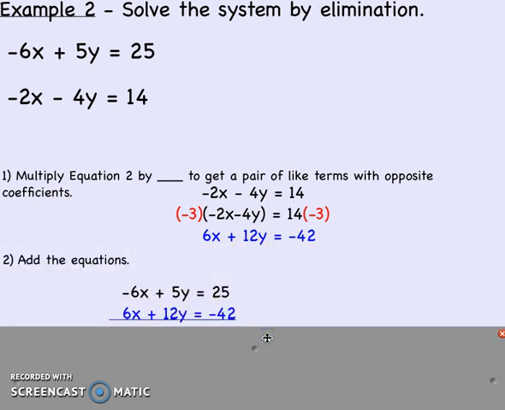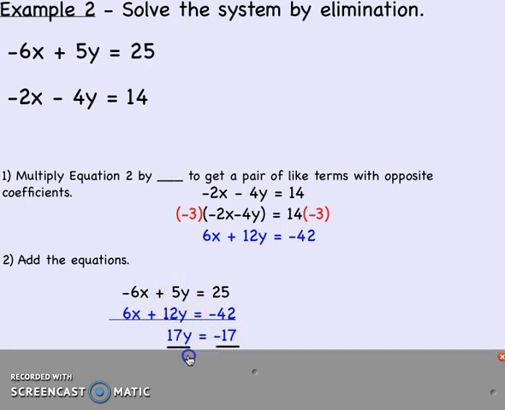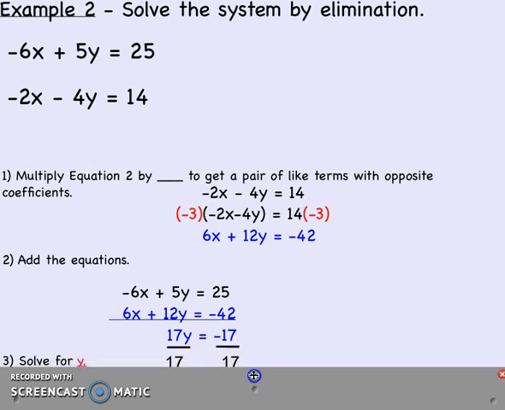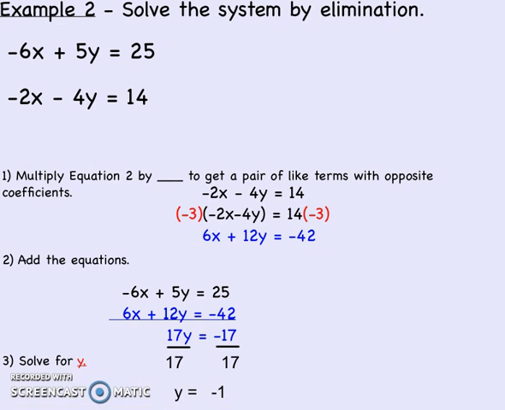So now I can add my equations together. So -6x plus positive 6x is 0. Those will cancel. 5y plus 12y is 17y. And 25 plus -42 is -17. I can divide both sides by 17 to figure out what y is. And when I solve for y, I get that y is equal to -1. Now I can go to my next step of taking that y value and substituting it into one of my original equations to figure out my x value.